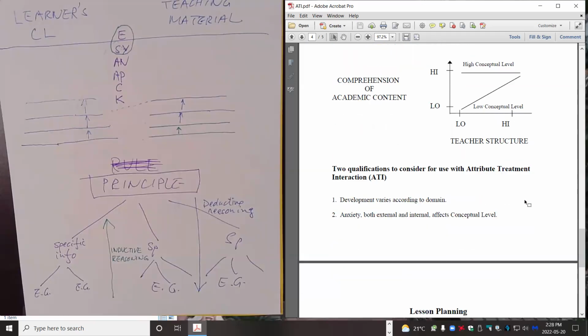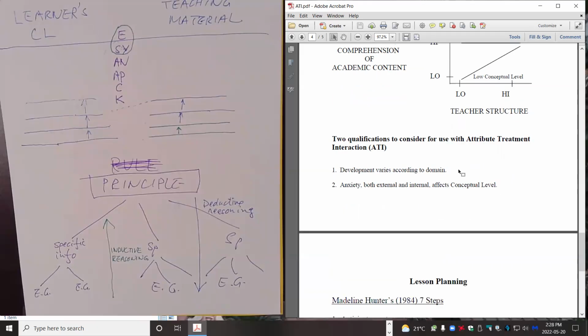Okay, take a look here. Two qualifications to consider for use with ATI. Here, development varies according to domain. So that is to say, that is the CL, low CL, high CL. We are talking about low CL, high CL within a domain. Some high CL students may have low CL in other domains.